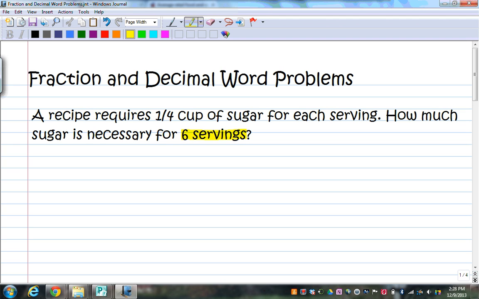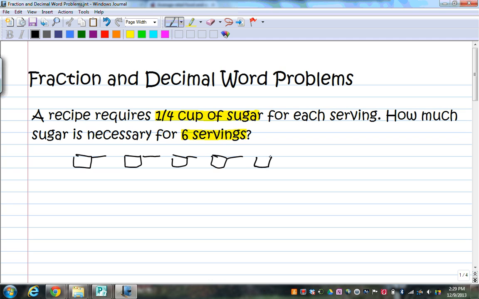So then if you look in the problem, it says, all right, a recipe requires 1/4 cup of sugar for each serving. And then how much is necessary for 6 servings? All right, if you don't know how to approach a problem like this, the next thing that I like to do is draw a picture. If it's possible, draw one. So what I'm going to do is draw a 1/4 cup. There's my 1/4 cup. Now that's how much it is to make 1 serving. But I want to know for 6 servings, so I have 6 of them.